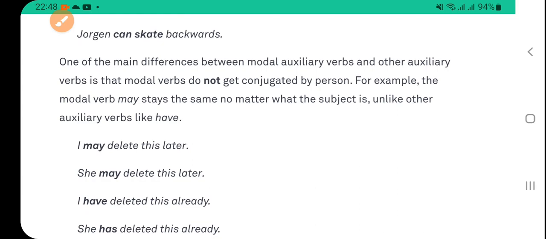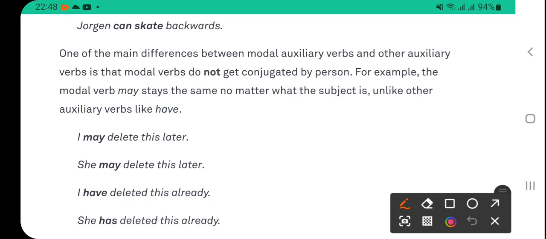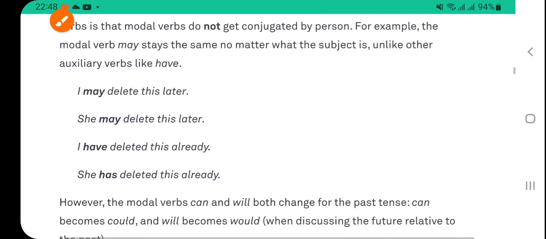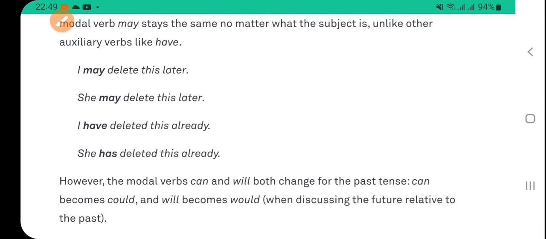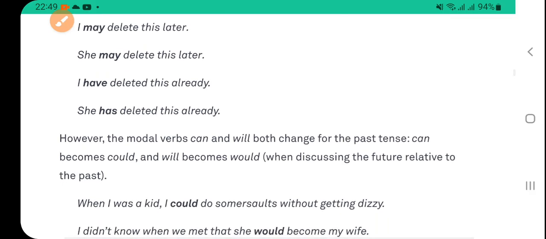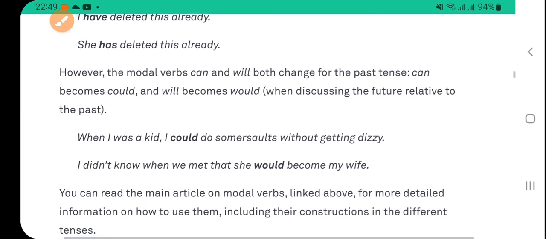One of the main differences between modal auxiliary verbs and other auxiliary verbs is that modal verbs do not get conjugated by person. Important: not by person. For example, the modal verb may stays the same no matter what the subject is, unlike other auxiliary verbs like have. I may delete this later. She may delete this later. I have deleted this already. She has deleted this already.